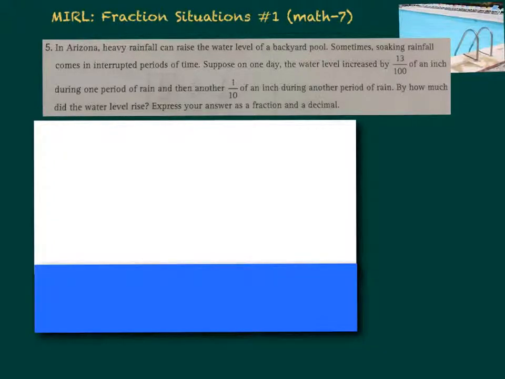Okay, so this is Make It Real Learning, the handout Fraction Situations number 1. This is exercise number 5.